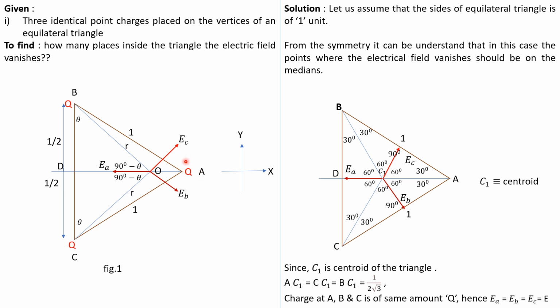Q amount of charge is placed at A, Q amount of charge is placed at B, Q amount of charge is placed at C. So the question is asking how many places inside the triangle will the electric field vanish.